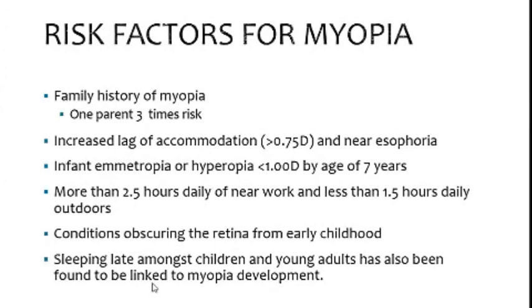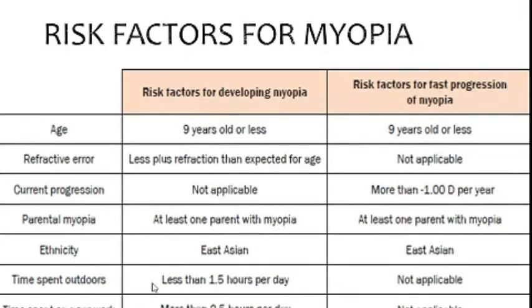But we know that children who get less than 9 hours of sleep per day, and children who spend more time on digital devices towards the sleep period, tend to have alteration in their circadian rhythm, the levels of melatonin in the body, and consequently changes in the dopamine on the level of the retina, and that can lead to axial length increase.